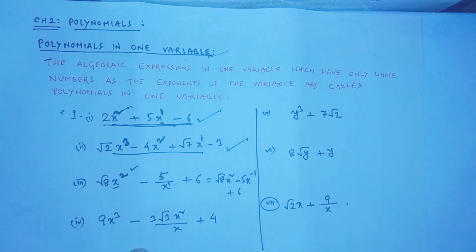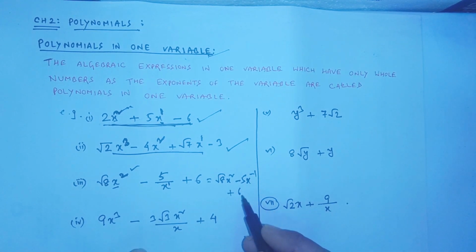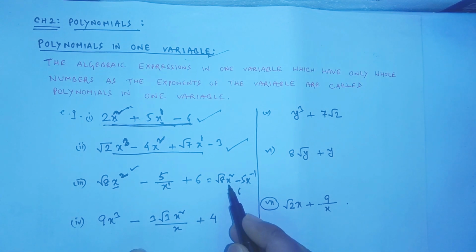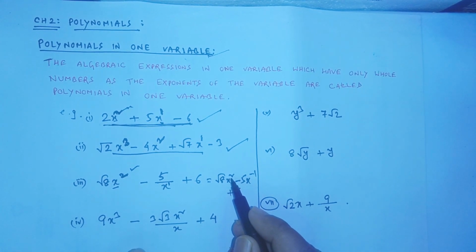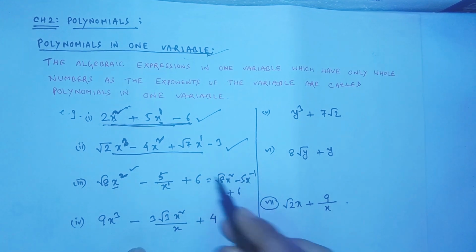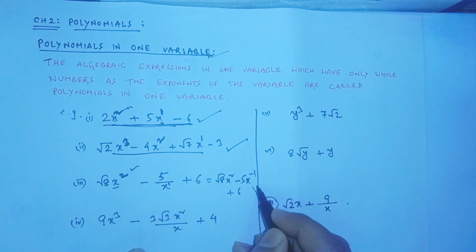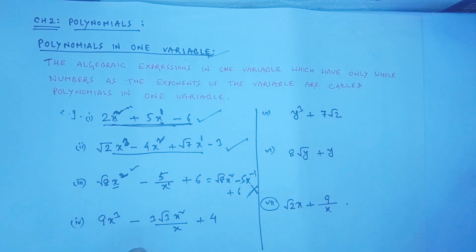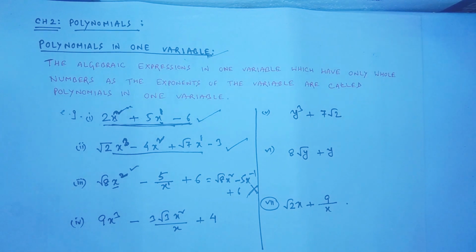Now see, when I have simplified this, it is in one variable x. The variable has what type of exponents? Here it is 2, a whole number. Here the exponent is minus 1, a negative integer, that means it is not a whole number, so this example cannot be a polynomial. I think it is clear. Let us see the next example, example 4.